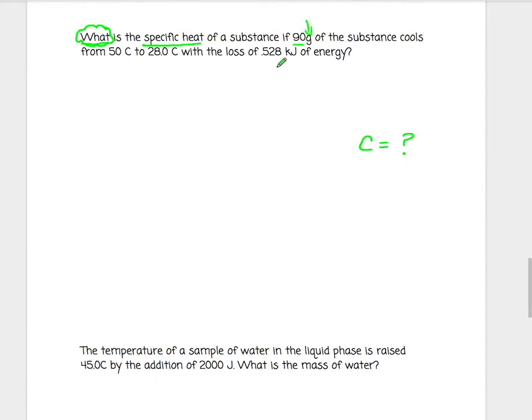Now, this unit right here gives us a clue as to what that is. It is mass. Mass in grams. Okay? Whoops, I should have written the number. 90 grams. Okay? Of the substance cools from 50 to 28 degrees Celsius. Alright, so it's going from 50 degrees Celsius to 28 degrees Celsius. When it goes from 50 to 28, we have a change in temperature. What's that change in temperature? It's 22 degrees Celsius.